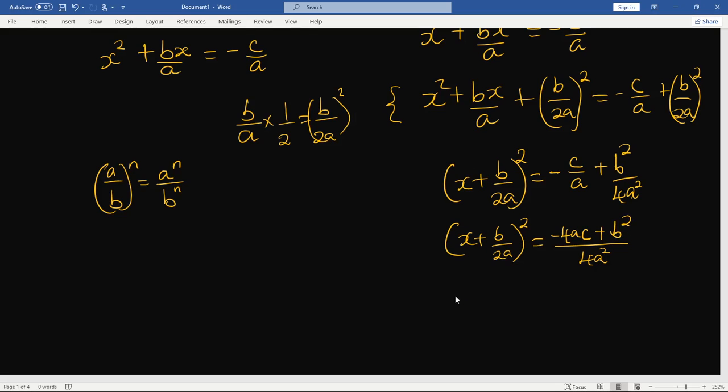Then here we have (x + b/2a)² equal to (b² − 4ac) divided by 4a², like this. Bear in mind I've just interchanged the positions of the numerator that we have there. Now since on the left hand side we have a power 2, what we need to do is get rid of this square, meaning that we're going to take the square root of both sides now.